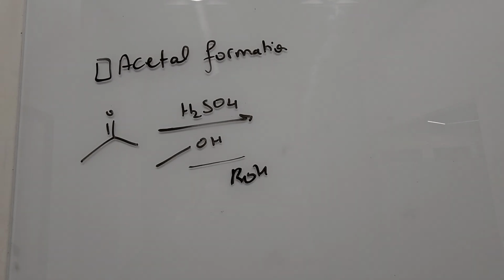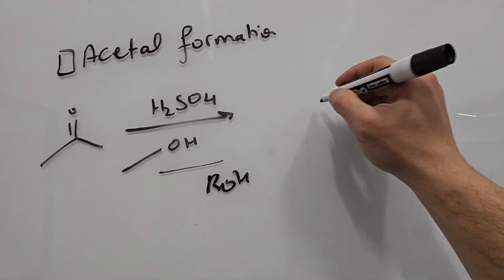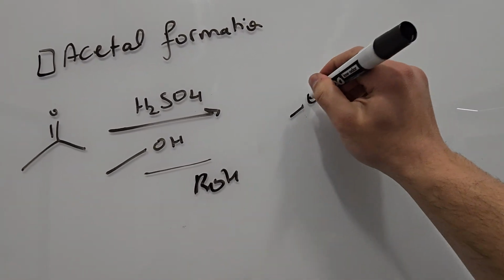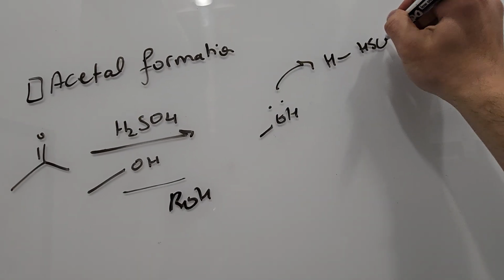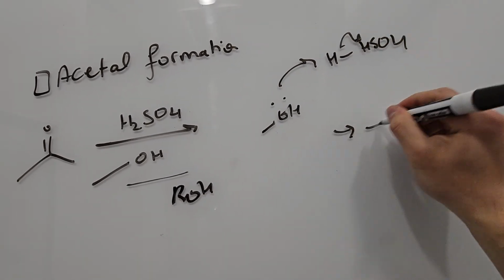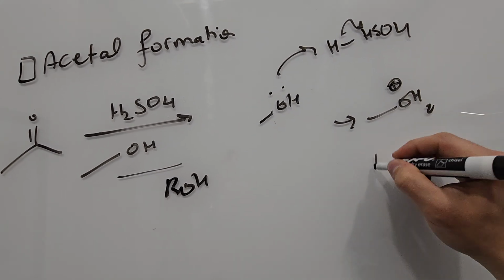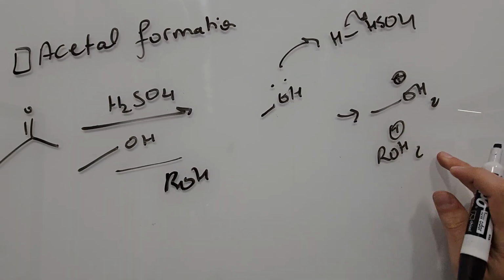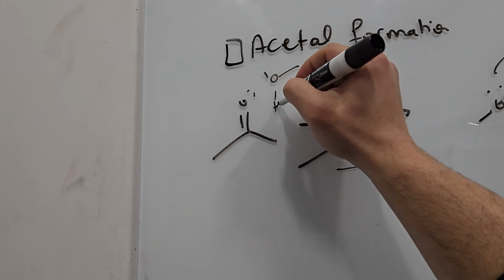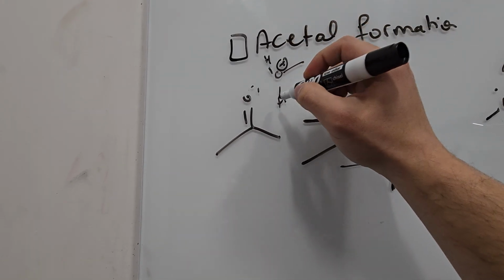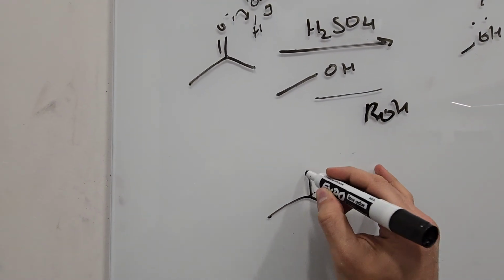Just like the formation of hydrate in acidic conditions, the first step is to prepare our proton donor, which in our case would be the ROH. ROH is able to deprotonate H2SO4 in order to turn into an ROH2 plus group, just like that. So an ROH2 plus. Now, this ROH2 plus is able to protonate the carbonyl just like so, so that we have this product.